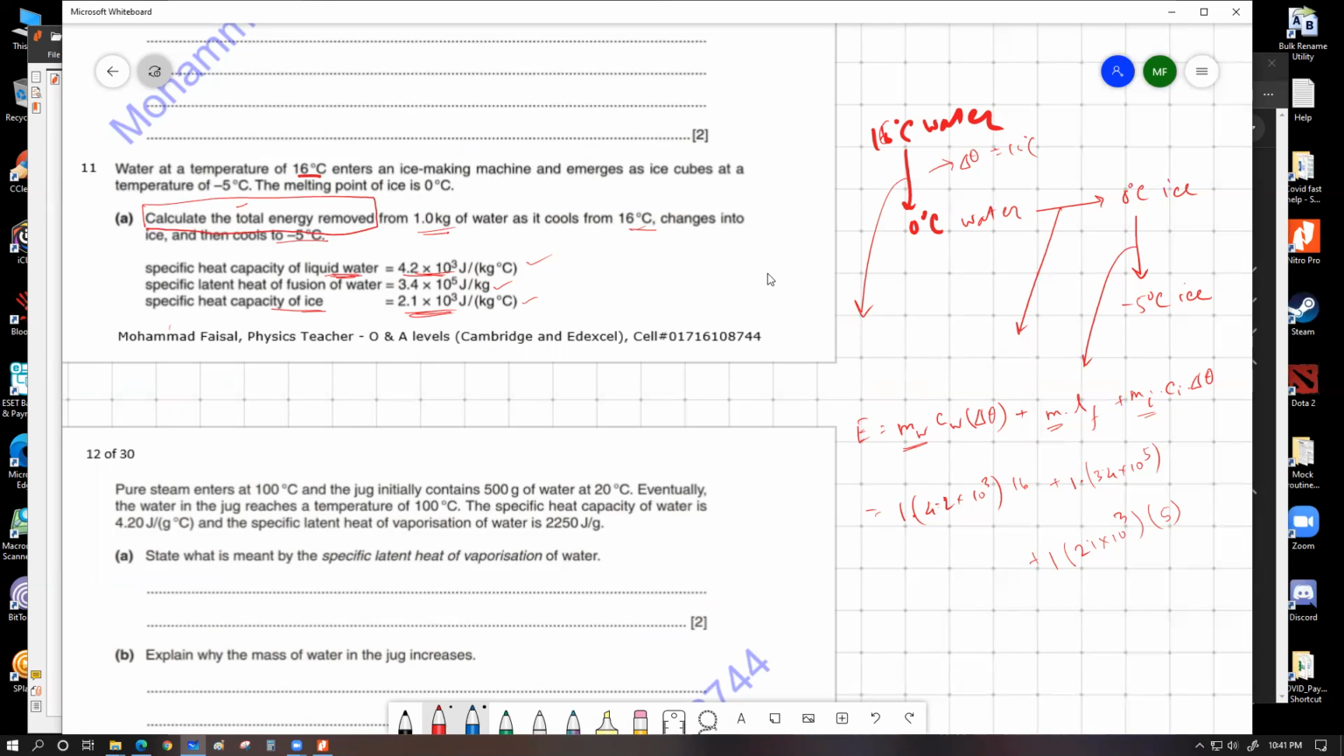So think about it. You have 1 kg of water that is at 16 degrees Celsius. You want to convert this into ice of minus 5 degrees Celsius. To make this happen, you have to pull out heat from this container, right? How much heat do you have to pull to convert this from 16 degrees Celsius to minus 5 degrees Celsius for 1 kilogram of water? That's the question.